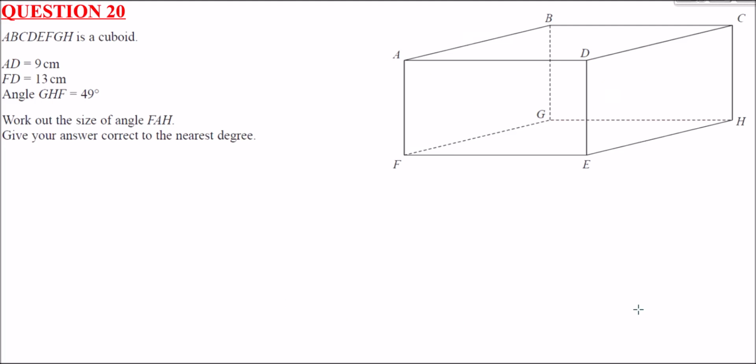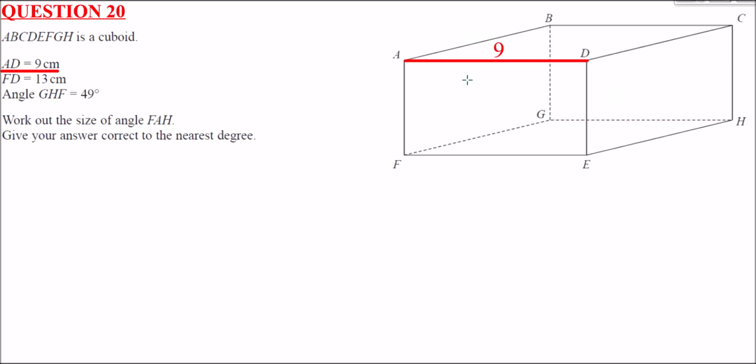Question 20. A, B, C, D, E, F, G, H is a cuboid. AD is 9 centimeters, FD is 13, angle GHF equals 49 degrees. Let's add these pieces of information into our diagram carefully. So AD means going from A through to D. So the top edge going from left to right is 9 centimeters along. So we can add this one in there.